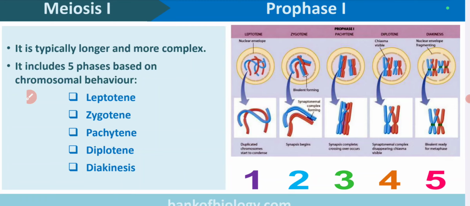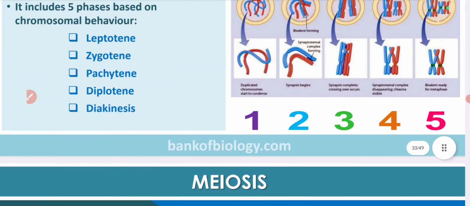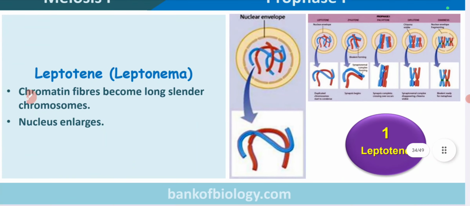It is typically longer and more complex. Meiosis 1, prophase 1 is the more complex and longer phase. It includes 5 phases based on chromosomal behavior: leptotene, zygotene, pachytene, diplotene, and diakinesis. These are the 5 stages of prophase 1. That's why it is longer and more complex. First of all, leptotene or leptonema.